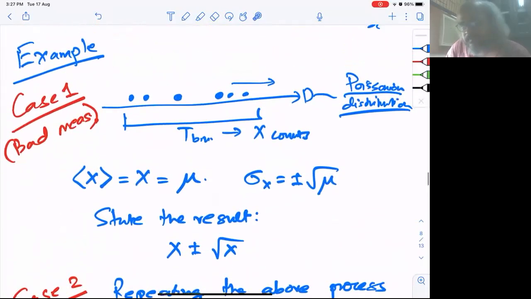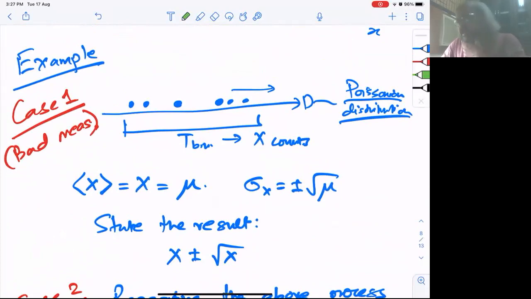Any questions? Yeah, if not, let me go into this example, which is very straightforward and simple.